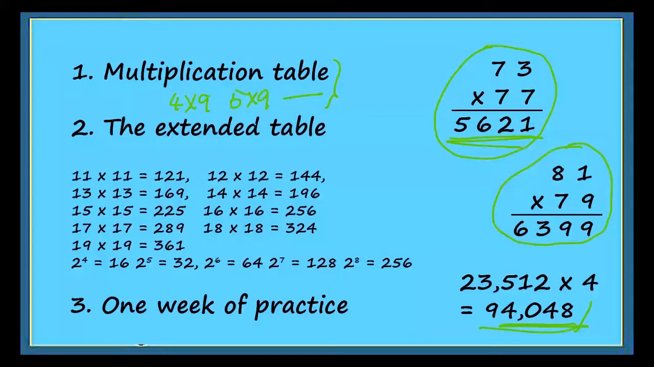Now, the second thing you need is the extended table, like 11 times 11 is 121, 12 times 12 is 144. You've got to memorize this. This is the extended multiplication table. Okay, and also you need to know the multiplication of 2. You multiply 4 times 4, it's 16. 5 times 32, 6 times 64, 7 times 128, 8 times 256.